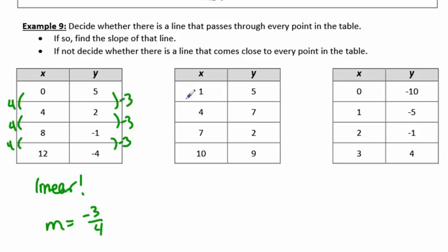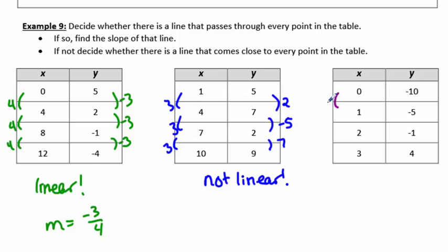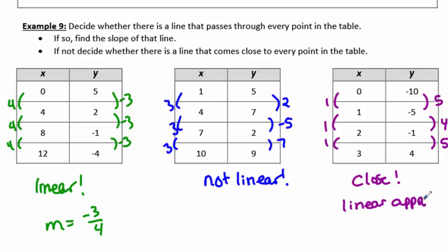In the next table, we have an increase of 3 on x. The first increase on y is 2. The second is a decrease of 5. And the third is an increase of 7. This is not linear. Our fourth table has an increase of 1 on x. The first y increases by 5, the second y increases by 4, and the third y increases by 5. This is not linear because they're not all the same, but it is close to linear. It would not be an exact line, but we could use a linear approximation.